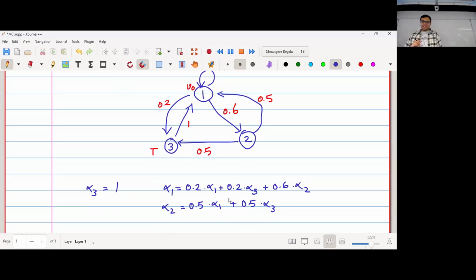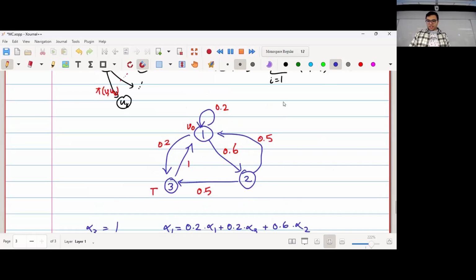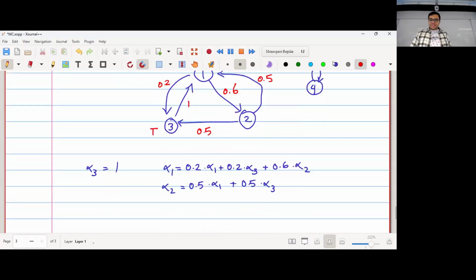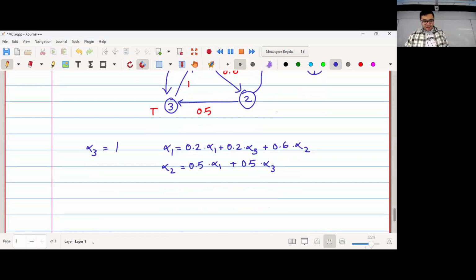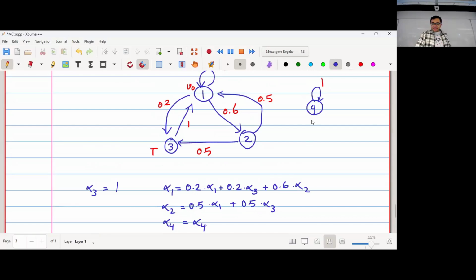That's a really good question. So here's one thing I'm going to do here. I'm going to add another vertex. Let's say I have this vertex 4, and I'm going to have just a self loop with probability 1. Okay. So what happens here? I will have that alpha 4 is equal to alpha 4. Right. So I can assign whatever probability I want here.